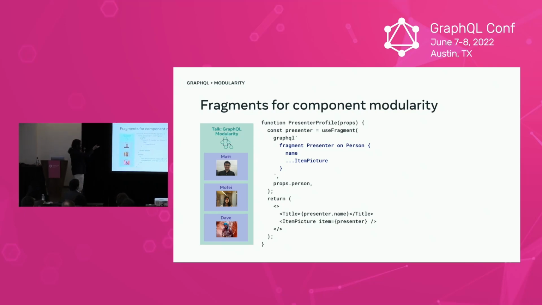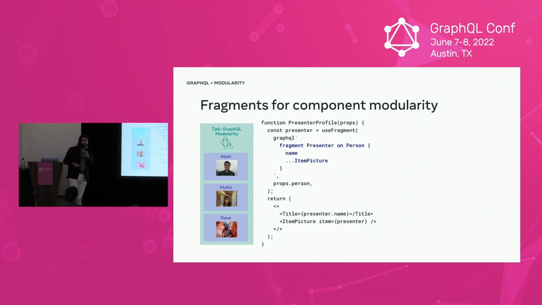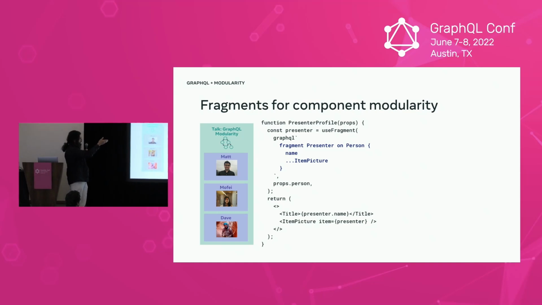Now, what's beautiful about this is that that component is self-contained. It says what data it needs. It needs the name, which is being used directly in this component, and then whatever item picture is using, you take its fragment, you compose it into yours. So in this one component, if you wanted to add some other information about the presenter, you just put it in the fragment, you put it in your React output, and you'd be done. It's totally local, self-contained. We call this data co-location.